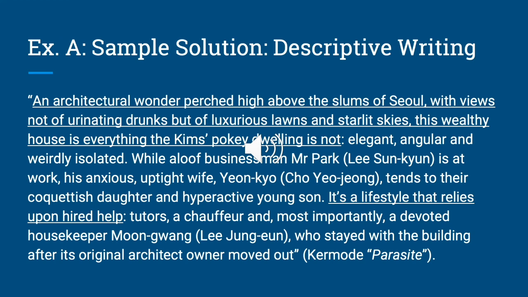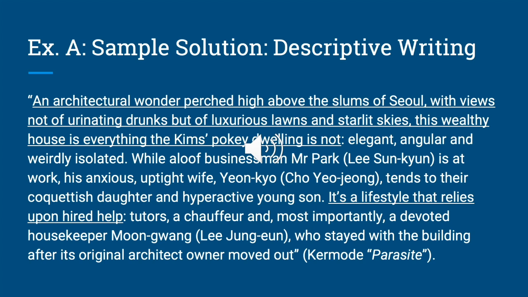I wanted to also point out the sentence saying, it's a lifestyle that relies upon hired help. So the film Parasite is a critique of capitalism, it is a critique of class divisions, it is a critique of a society in which some people have so much and some have so little. And this one sentence talks about how this upper class family does rely upon hired help, but it doesn't say what that means or why that's significant specifically to the film.